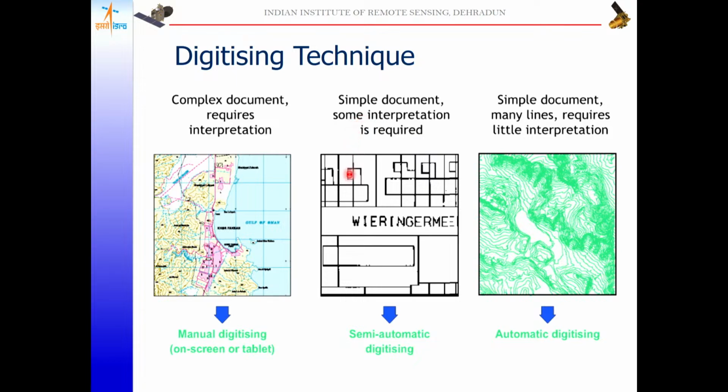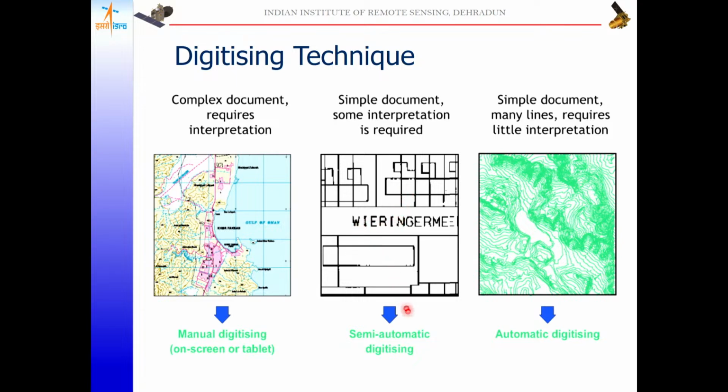Next one is this middle kind of map which has complexity in between simple and complex. For example, in this case, you have to digitize the lines, but some name is also written in the map. Suppose you are having a printed map of this kind, where some name is written and some lines or some polygons are made. So you can scan the map and later do the georeferencing and then perform digitization.